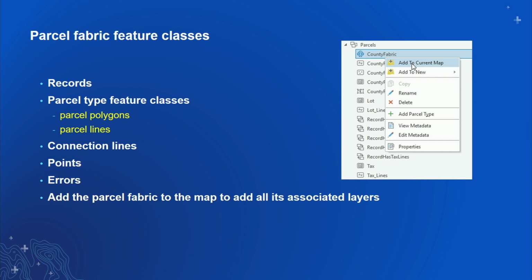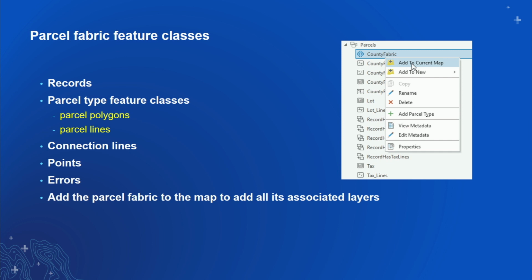So it's maintained for you, the record polygon. Parcel type feature classes, we just talked about those. Connection lines is a separate feature class, shows non-boundary lines in the Parcel Fabric. We have one feature class for points, shows points and control points. Errors, which are displayed in the map as error features, which can be interactively fixed.